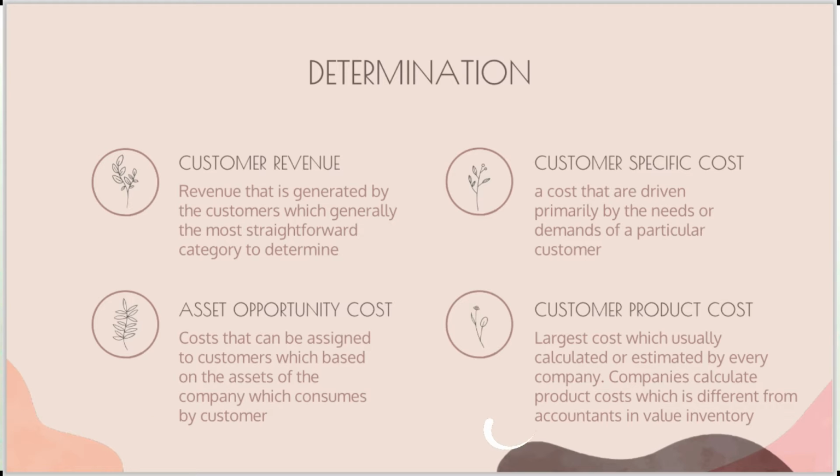Fourth, customer product cost refers to the largest cost category, which is usually calculated or estimated by every company. Sometimes the company calculates product cost for analytical purposes, which is different from those used by accountants to value inventory. In fact, many companies have a product costing system in which there is a varying level of management confidence.